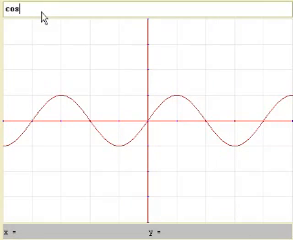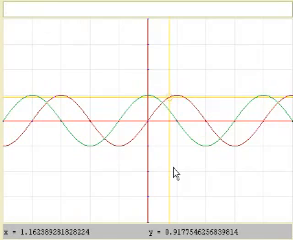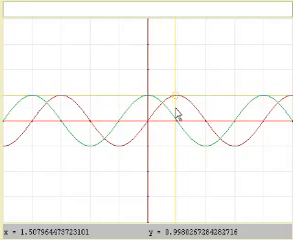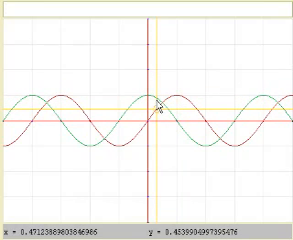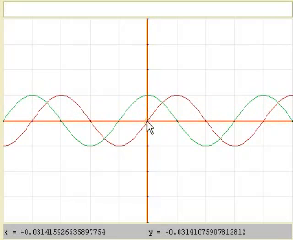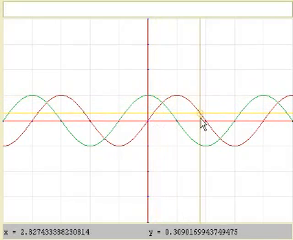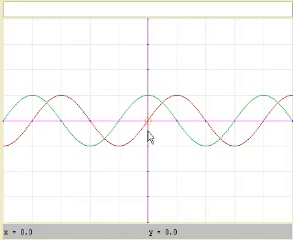Let's do the cosine of x, and I'm going to leave the sine of x there. Interesting. It looks almost the same, but shifted. It actually looks shifted to the left about pi over 2 radians, and that's actually the case. It looks like this program is still tracing the sine function, where sine of 0 was 0. But if we look at the green function, the cosine of 0 radians is actually 1.